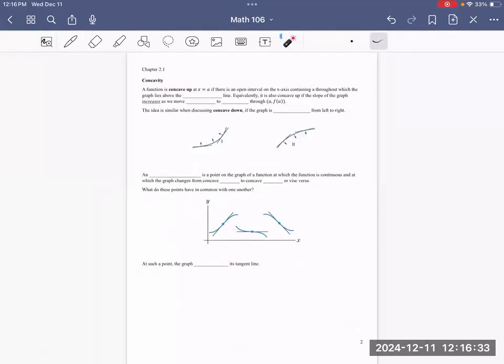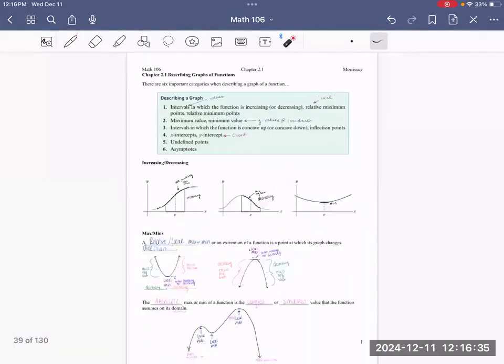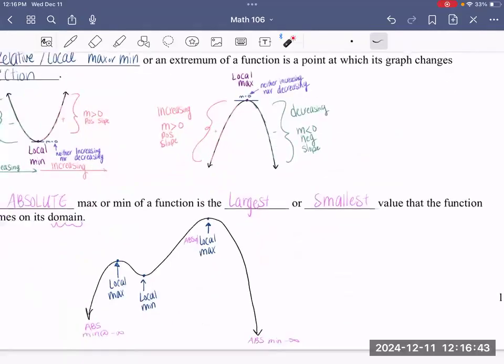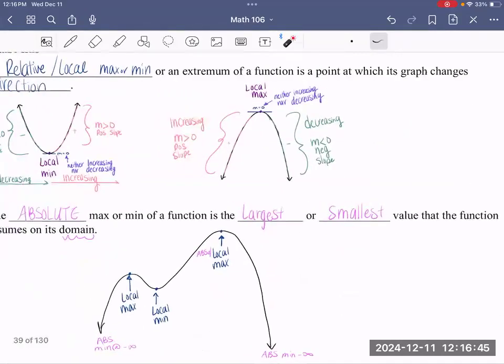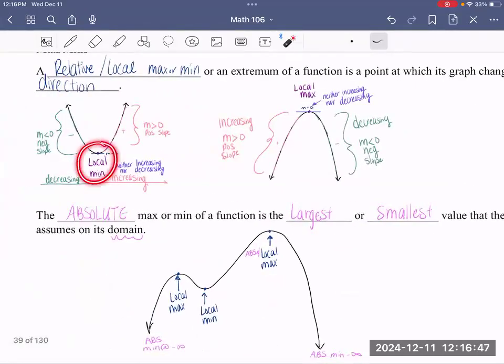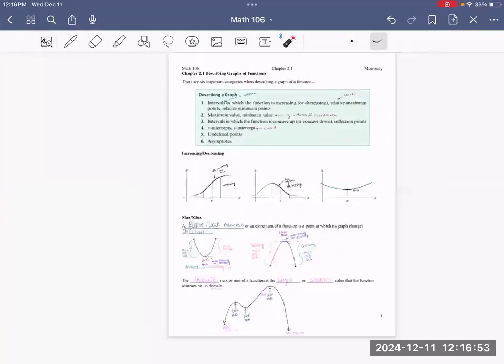Now let's talk about concavity. This is just in reference to whether it is increasing or decreasing. We talked about these minimum and maximum values. Keep in mind, if it's just talking about a value itself, when we look at a local max or min, we're really referring to the y coordinate of that particular point.